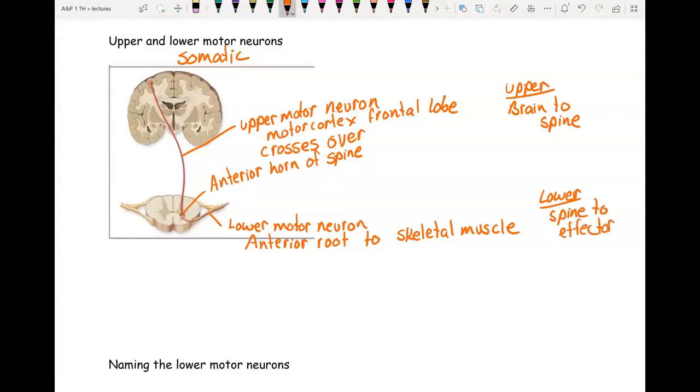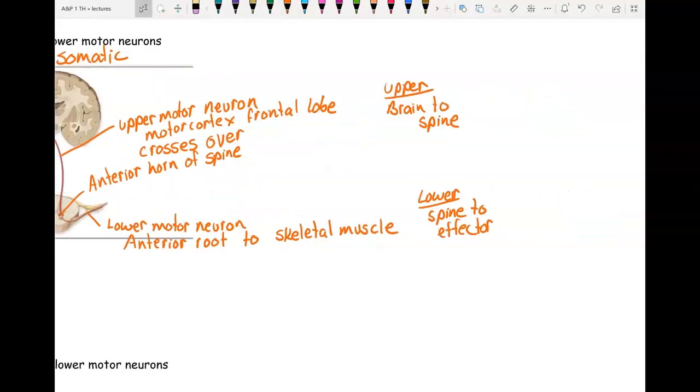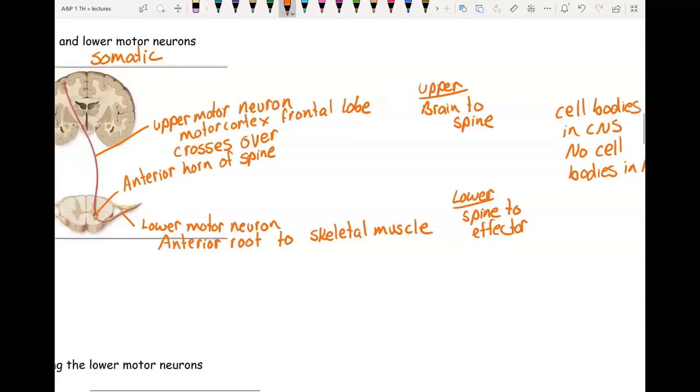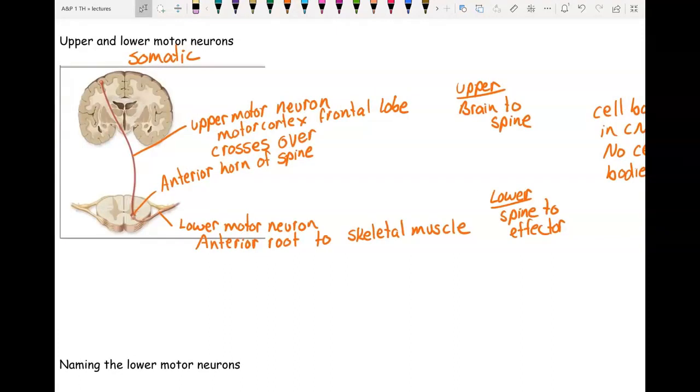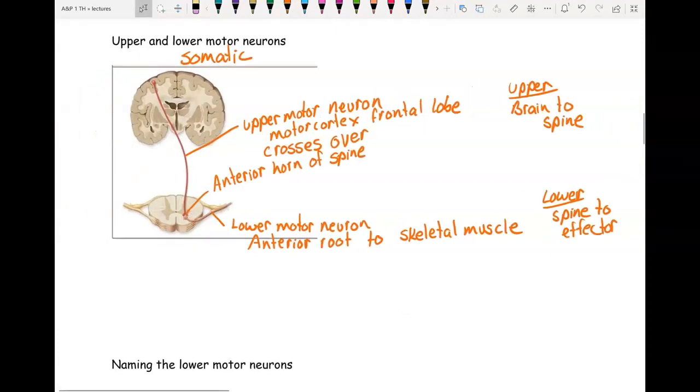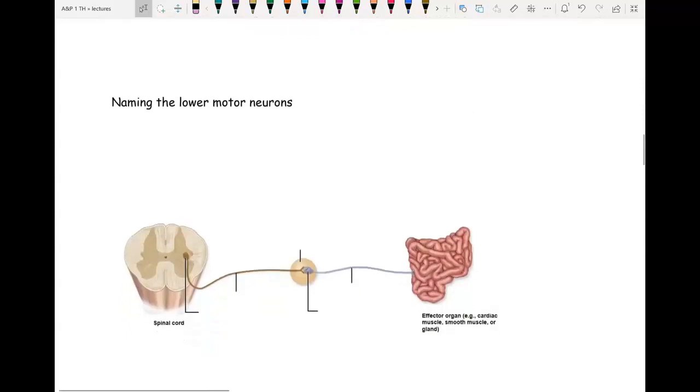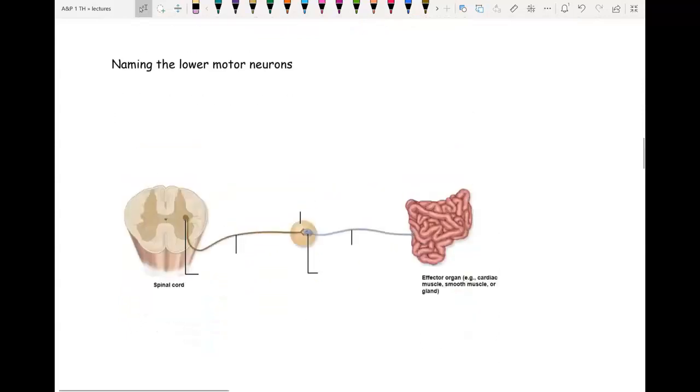Notice also that the cell bodies are all within the CNS. There's no cell bodies out in the PNS. Okay, now that's for motor. You do have sensory cell bodies in the PNS, but not motor. And that is for motor somatic. Now we can compare this to the autonomic motor. So here's our picture of autonomic motor.